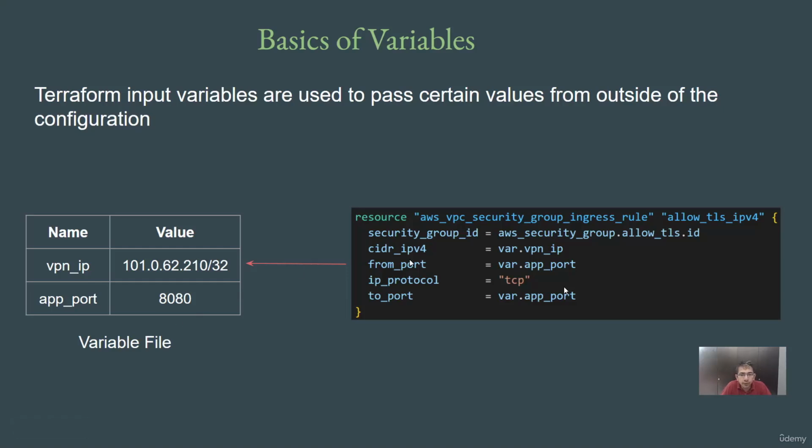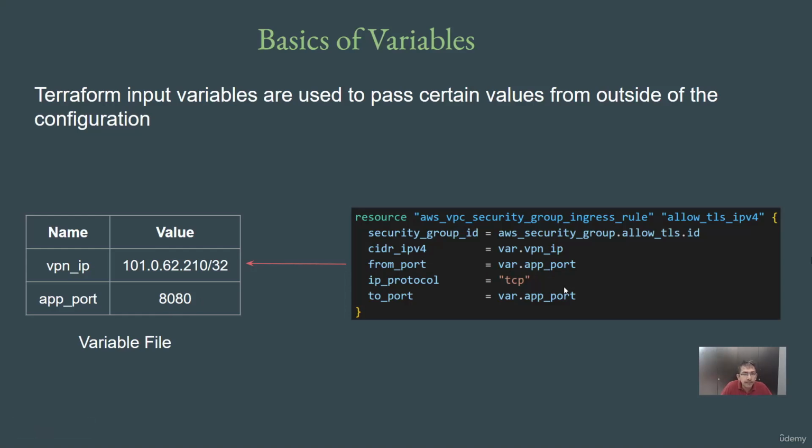For example, if you look into this code, there are 2 specific variables that you have defined. One is associated with the CIDR IPv4 block. You see, you have var.vpn_ip, which is this specific block. So it will automatically take the IP value here. Similarly, if you see from_port and to_port, here also instead of defining the port of 8080, you have specified var.app_port. So now Terraform will automatically look into the value of app_port from the central location that you have defined, and the 8080 will be computed internally for you.